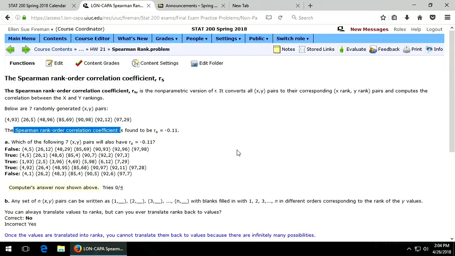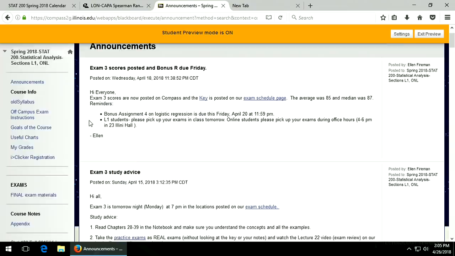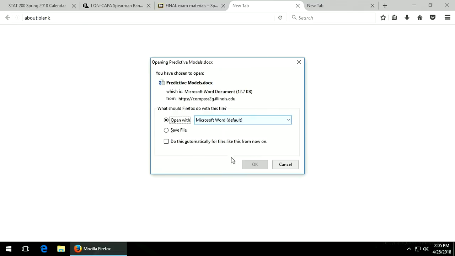All right, so first off, since we're here, I want to show you that if you go to Compass now, I have this little folder here for final exam materials, and it gives you course summary materials you can look at. Here's a breakdown of the, let's see, so for example, what is this?